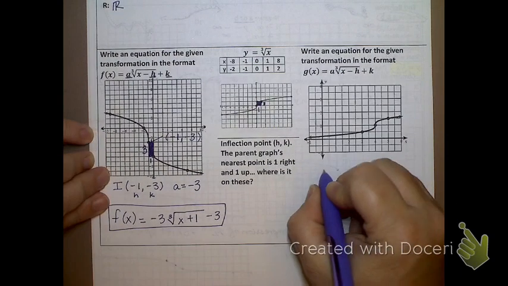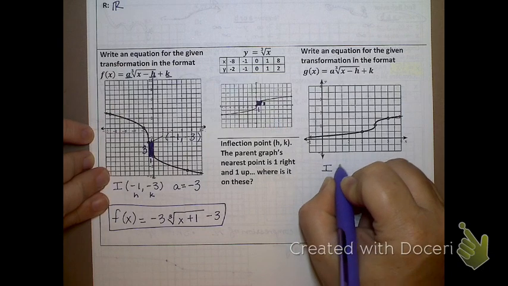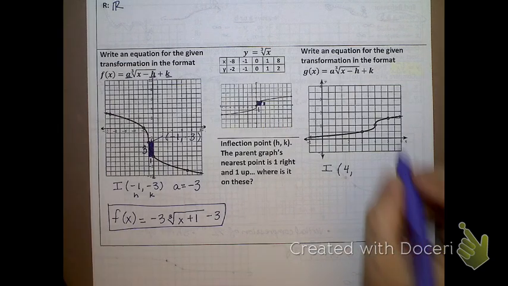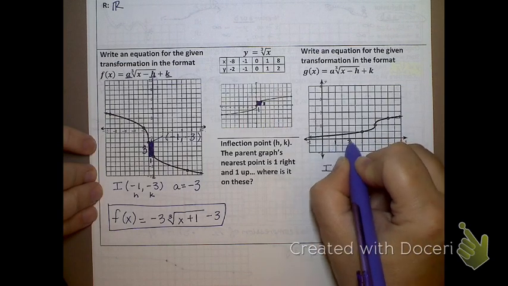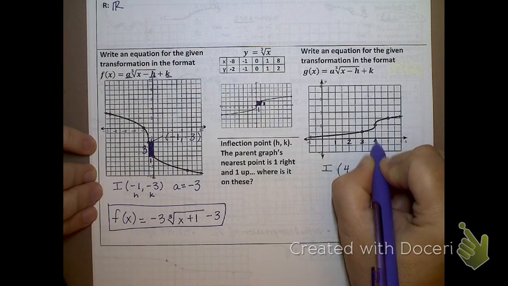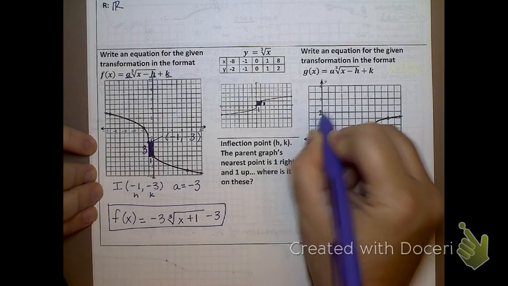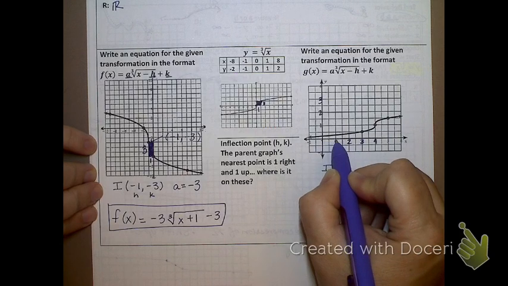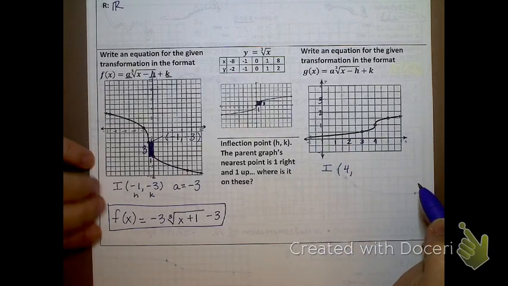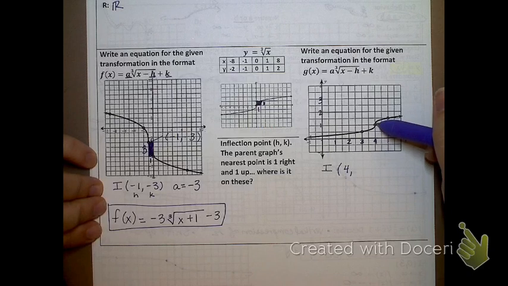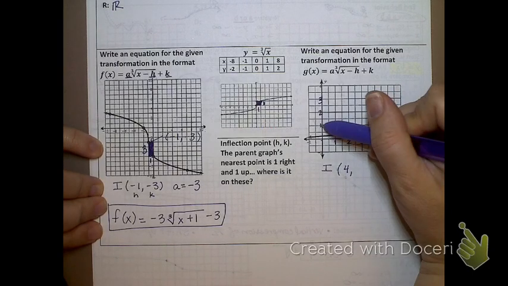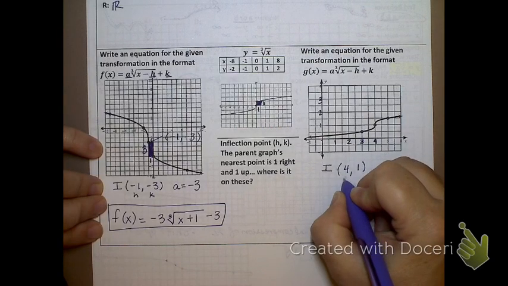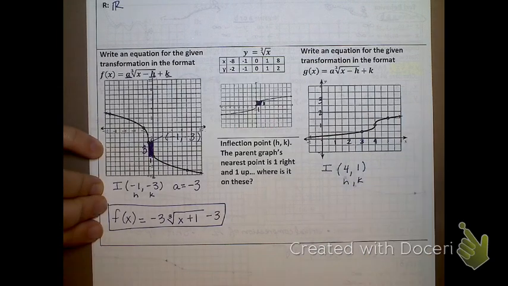All right, let's look at this guy. What's my inflection point? 4, careful. 1, 2, 3, 4, 1, 2, 3. So they're counting actually every other line as 1, which means they're counting by 1/2. So this is the point 4, but that's not 2, that's actually only 1. So my inflection point is (4, 1). That's my h and k. Any questions about that?